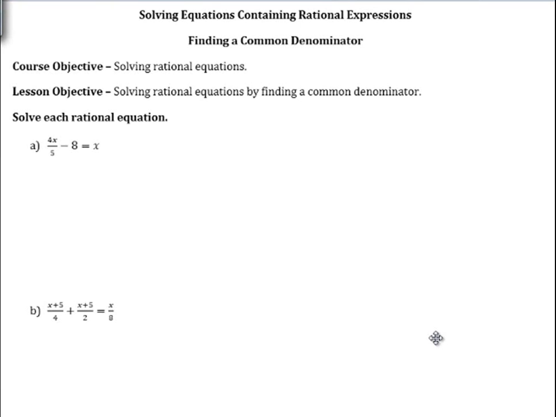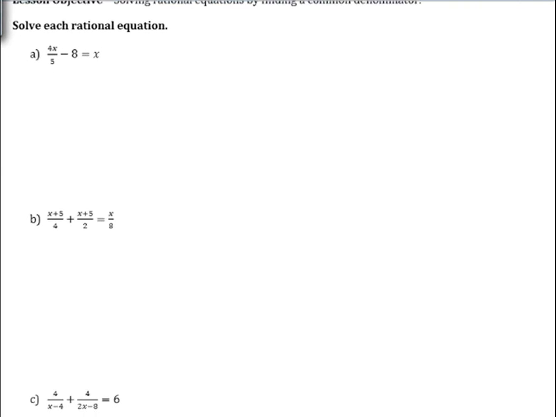This video is about solving equations containing rational expressions. In this video, we're going to do it by finding the common denominator, and then we'll do it in another method in the next video, and that's using the common denominator to get rid of all the fractions. So in this video, though, we're going to get the common denominator in all of our fractions in order to solve these. And when you do that, after you have the common denominator, then you can just ignore the denominators and only look at the numerators.